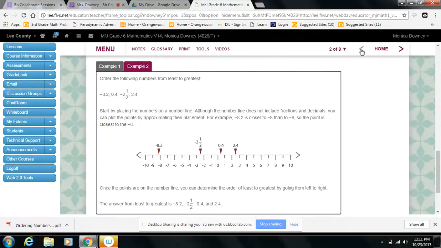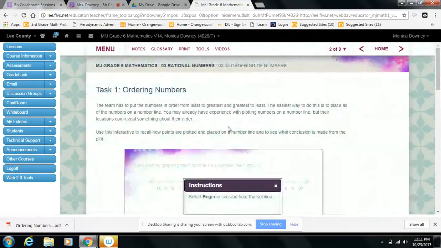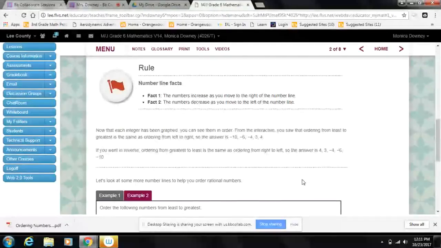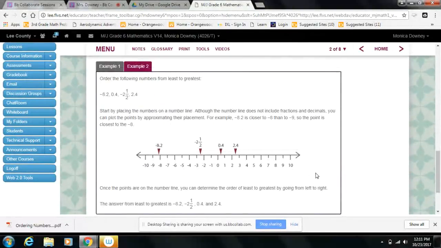So let's take a look at this example. This is very similar to what I just showed you. I gave you the rule for the number line facts, and then I took an example like this one here. So let's take a look at how on this particular number line, they have plotted the numbers. So let's look at negative 8.2, 0.4, negative 2.5, and positive 2.4. As you notice, they have put those here on a number line for you.